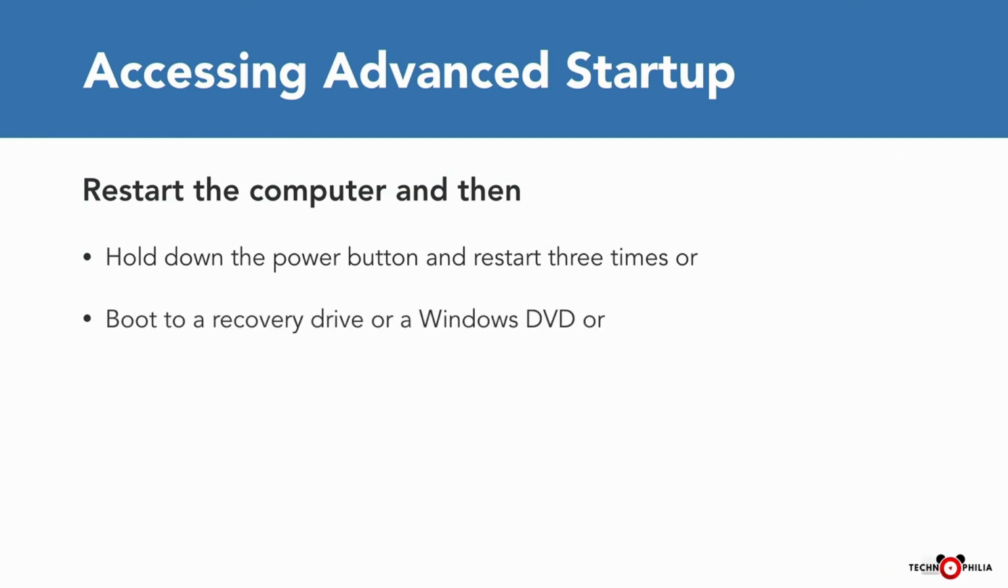Reboot to a recovery drive or a Windows DVD. From there, you'll have access to repair options. You can also try restarting the PC while holding down the Shift key. This is supposed to bring up the advanced options as well, although it doesn't always.